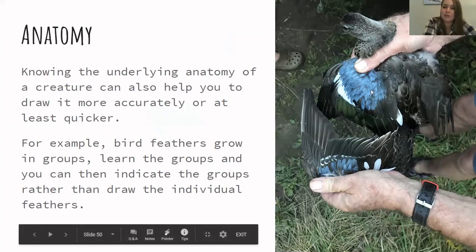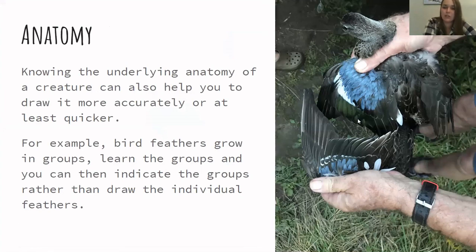For example, these are two blue-winged teal. This is a male. You can tell based off of that white stripe versus the female, which doesn't have the white stripe. Okay, these are the primaries, and these are the secondaries. So if I want to draw it quick or cartoony but still make it look pretty accurate, I draw this grouping right here, and I draw this grouping right here.